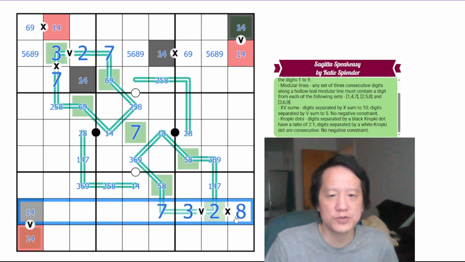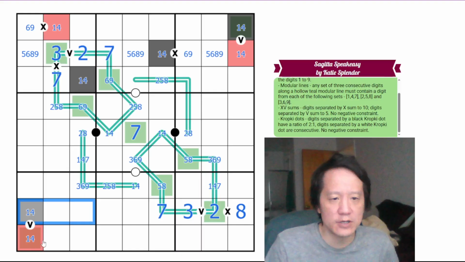So, where's the red in row 8? Cannot be here because of the red in the box. These are all filled out. So the red has to be here, which makes this dark.